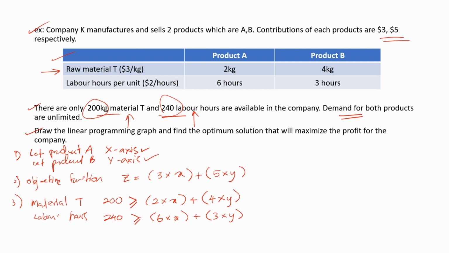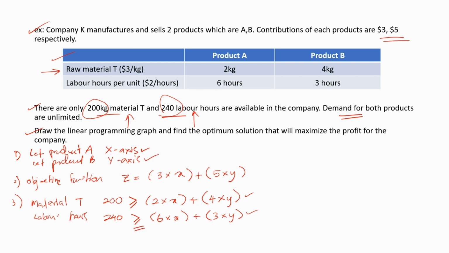In this example, demand is not a constraint because they have unlimited demand for both products. So there are only two constraints. Can you guess how many lines there will be in the linear programming graph? There will be only two lines because there are only two constraints. The number of lines in the linear programming graph is equal to the number of constraints the business has.